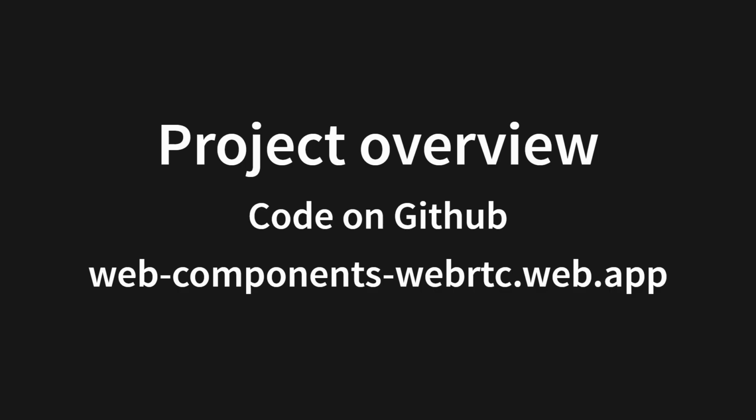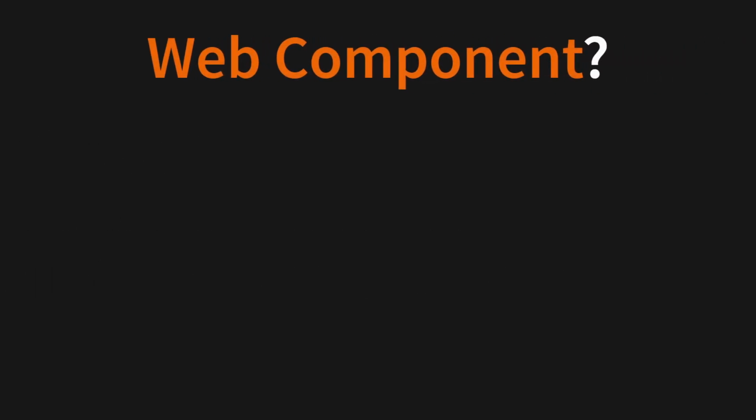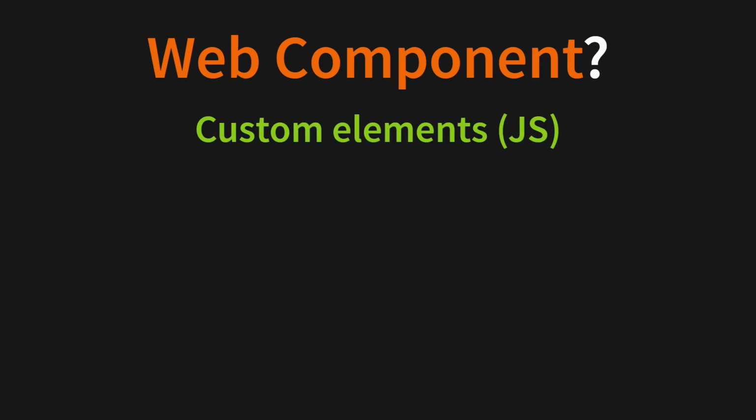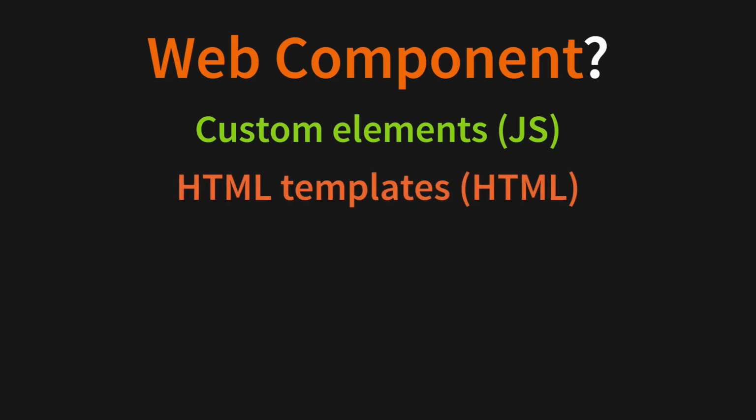But before I dive into the code, I just want to remind everyone what a web component is, in case someone is new to this or has forgotten it. Web components consist of three elements. The first one is custom elements, or the JavaScript part. The second is HTML templates, the HTML part. And the last one is Shadow DOM, or the CSS part.